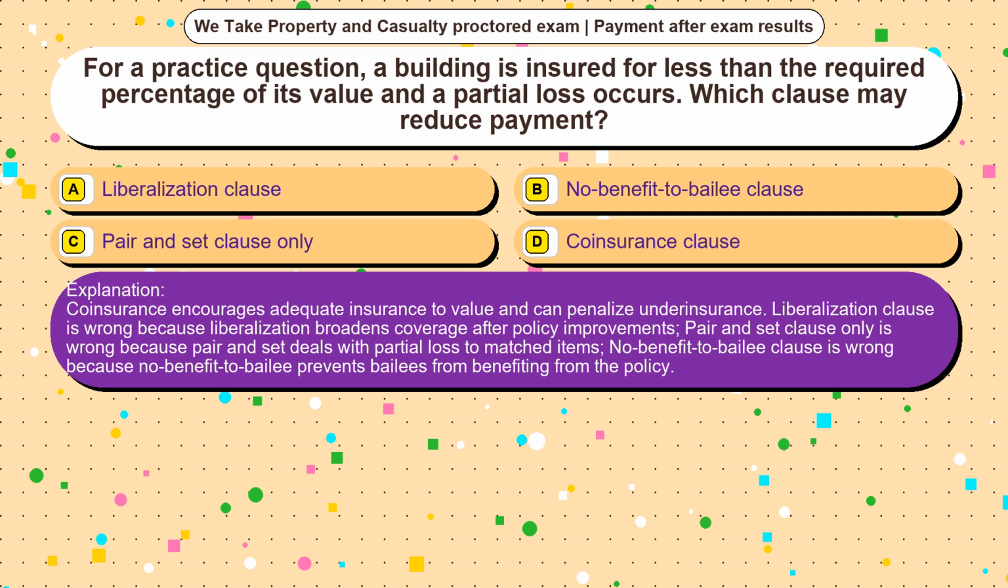Liberalization clause is wrong because liberalization broadens coverage after policy improvements. Pair and set clause only is wrong because pair and set deals with partial loss to matched items. No benefit to Bailey clause is wrong because no benefit to Bailey prevents Baileys from benefiting from the policy.